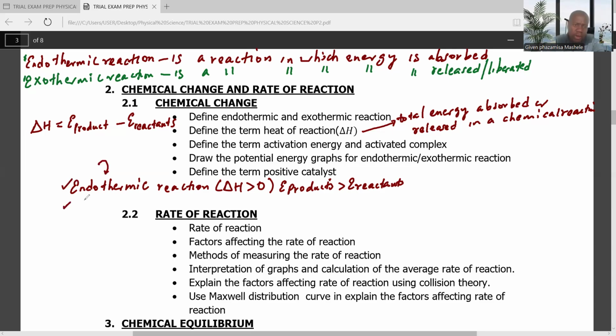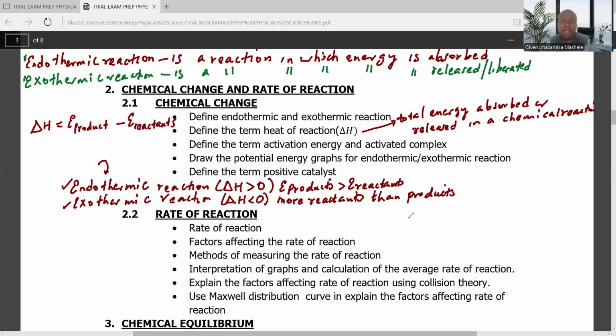However, for an exothermic reaction, the heat of reaction is less than 0, which means we have more energy in the reactants than the products, or the energy of the products is less than the energy of the reactants. That's why the answer becomes negative.